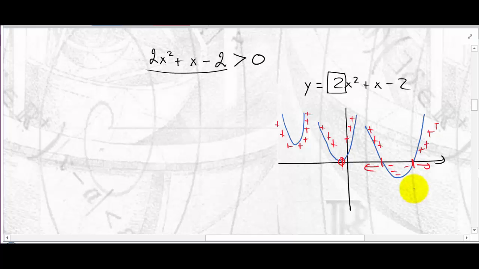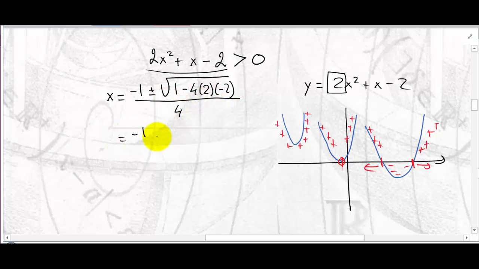Alright, so I can solve the inequality. I just need to figure out the x-intercept, and that's the first thing I do when I'm given a quadratic equation. I'm looking for my x-intercept. So x equals negative 1 plus or minus the square root of b squared, so that's 1, minus 4 times a times c, over 2a, which is 4. So what do we have? We have negative 1 plus or minus the square root of 17, over 4.